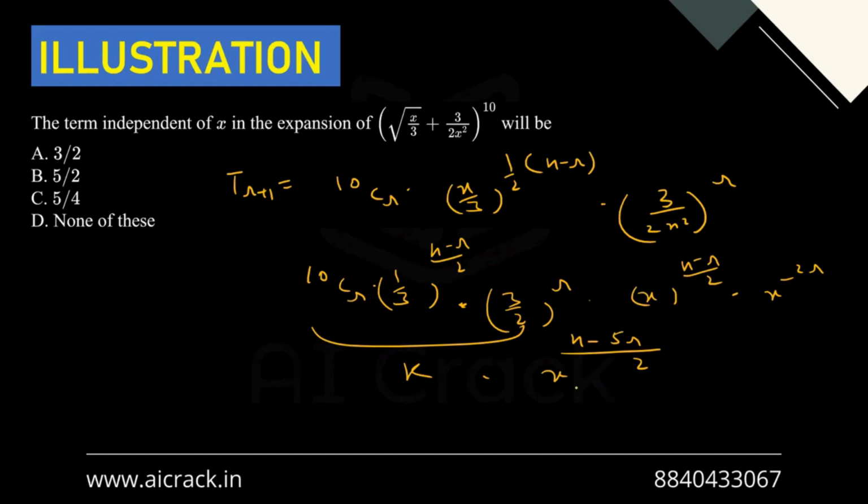Now this term would be independent of r. n over here is 10, sorry, I haven't written 10 over here, but n is 10 over here. So 10 minus 5r should be 0. So basically r equals 2 over here. Now we have got the value of r, you can find out the value of the coefficient.